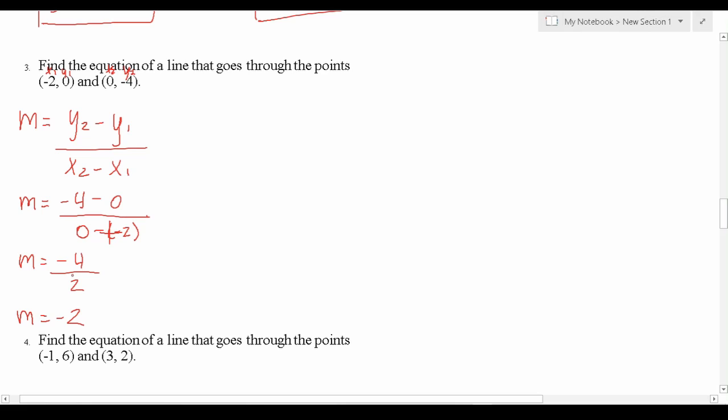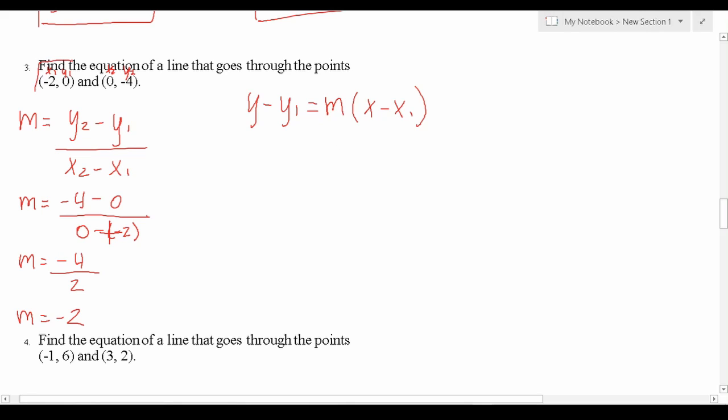So now that we've identified what our slope is, step 3 says, go ahead and take your slope as well as one of the ordered pairs. It doesn't matter which one you pick, and plug it into the point slope equation. Again, the point slope equation is y minus y1 equals m times x minus x1. And so let's go ahead and plug things in.